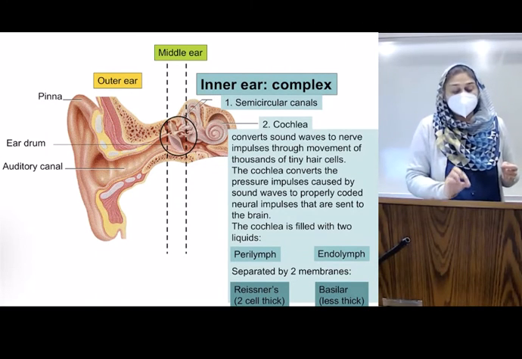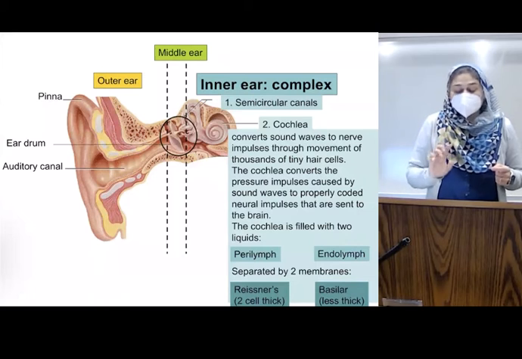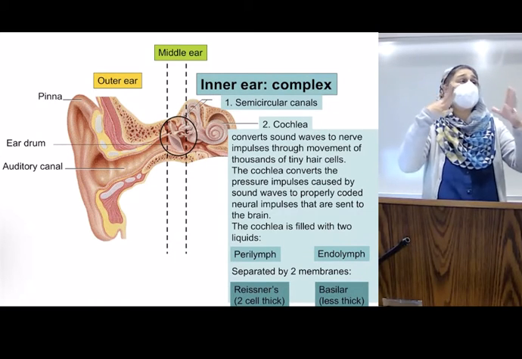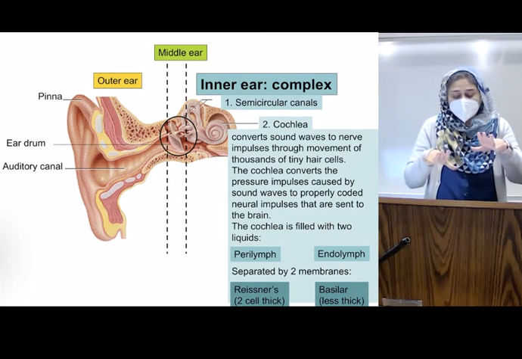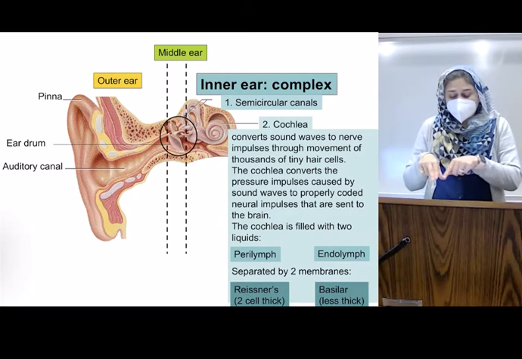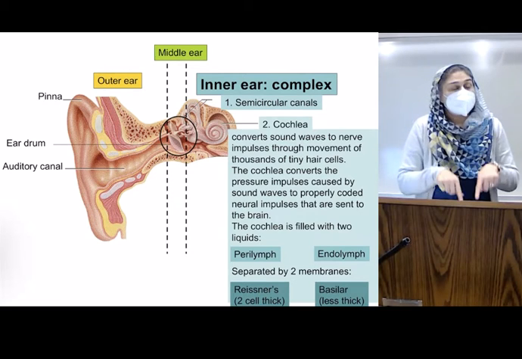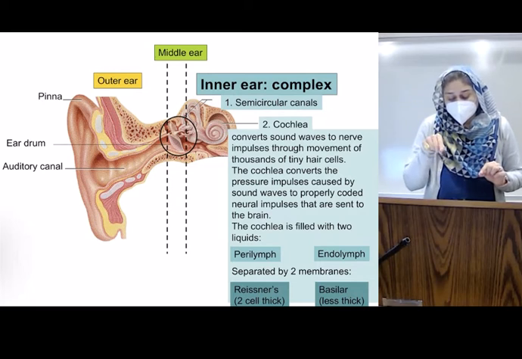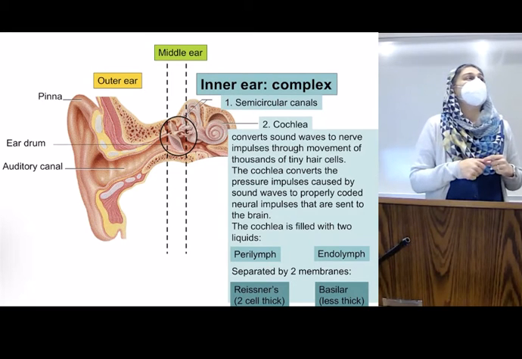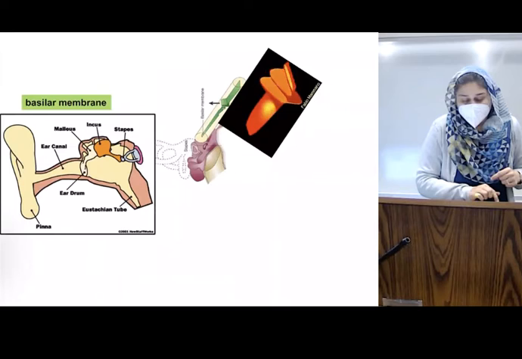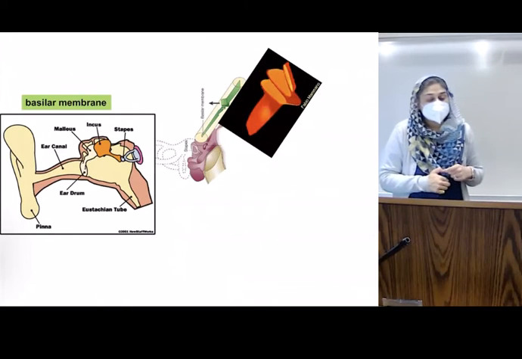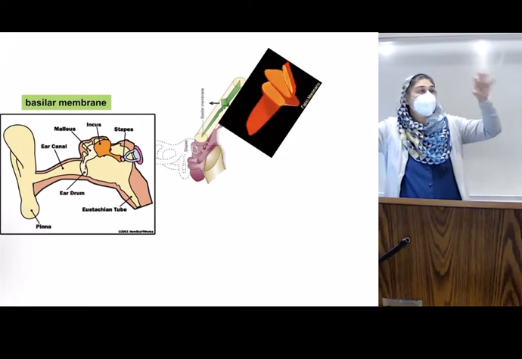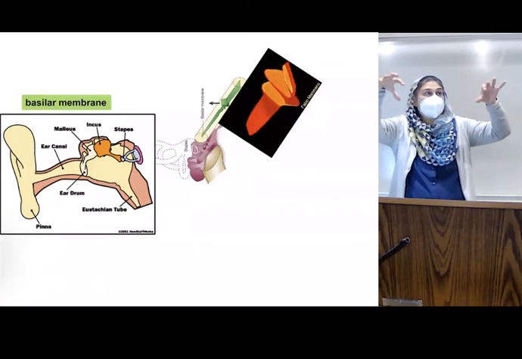Okay, the other very important thing about our ears is that these two liquids are separated by two membranes, which are called the Reissner's and the basilar membranes. The Reissner's membrane is about 2 cells thick. It's very, very tiny. But the important part for us is the basilar membrane. What the basilar membrane does is it's long and thin, and it has more tension on one side and less tension on the other side.